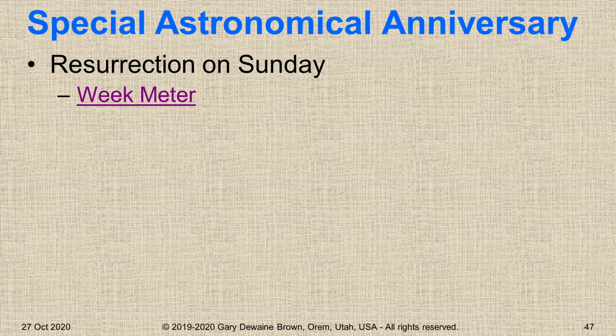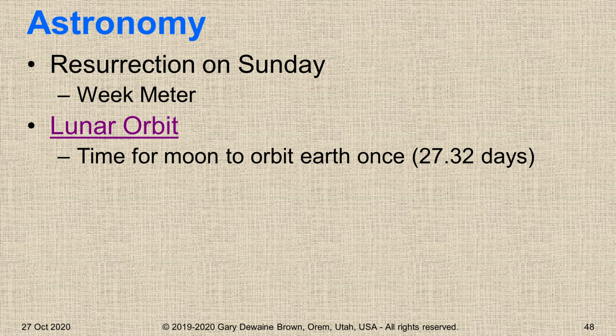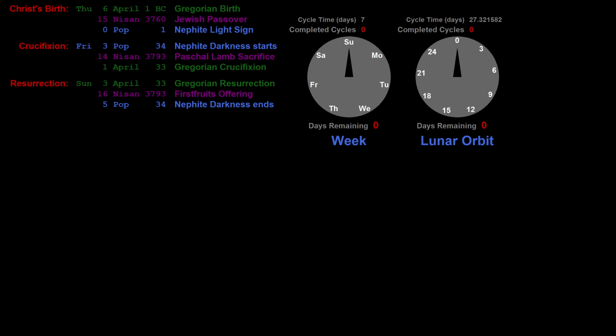Now, let's learn some principles of astronomy. One astronomical cycle is the moon's lunar orbit, which is slightly less than 27 and 1/3 days. Note the lunar orbit meter tracks the 27 and almost 1/3 days.